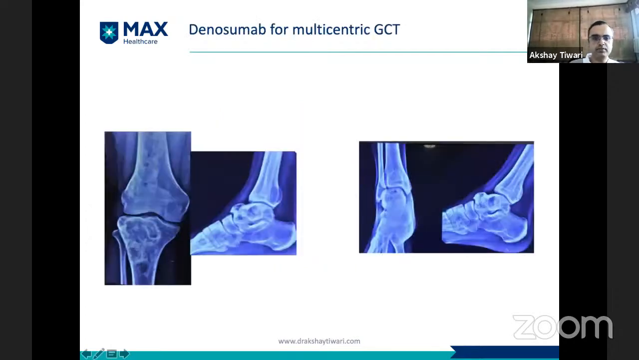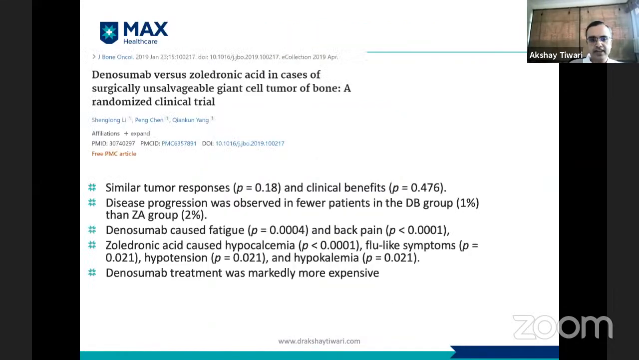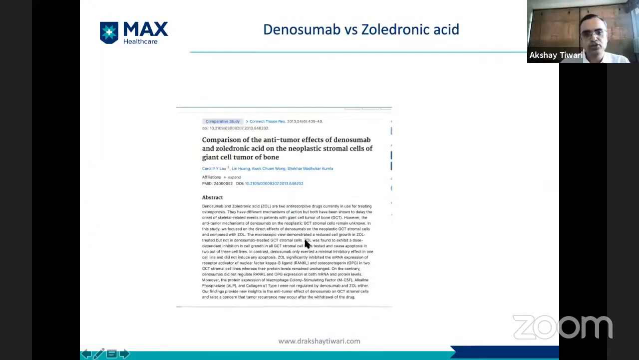Another patient with multicentric giant cell tumor, and we can see the lesions ossifying very well, and the patient is painless, again, quite a few years into denosumab therapy. So how do we compare denosumab with zoledronic acid? The same group showed that denosumab actually doesn't work that much on the neoplastic stromal cells, whereas zoledronic acid does.